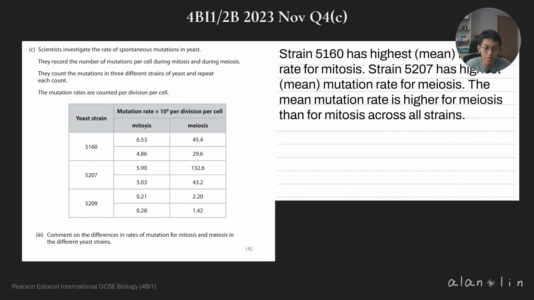So the most obvious thing to do here is to compare the different yeast strains and to compare the different types of cell divisions. To begin with comparing the different types of strain, well, we can see that for mitosis, strain 5160 has the greatest mean mutation rate. We do the same for meiosis, and we find that strain 5207 has the greatest mean mutation rate.